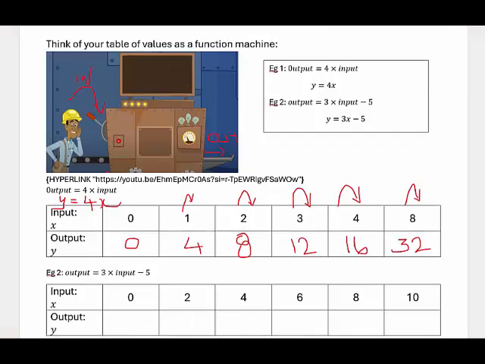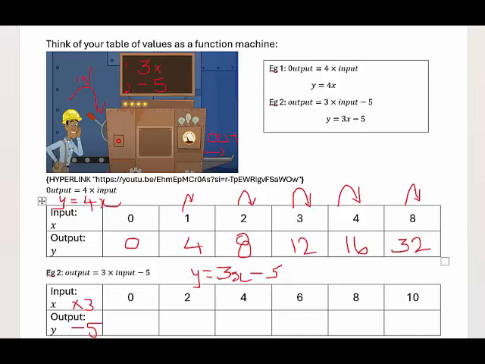Alright, so now we have a different equation. We're going to swap this into Y, as in our output's going to be Y equals 3 times X, take 5. So that means we're going to times by 3 first, and then we're going to take 5. So in our machine we're going to go 3 times, and then we're going to get an answer, and then we're going to take 5. So this is a 2-step function. That's the first step and that's the second step.